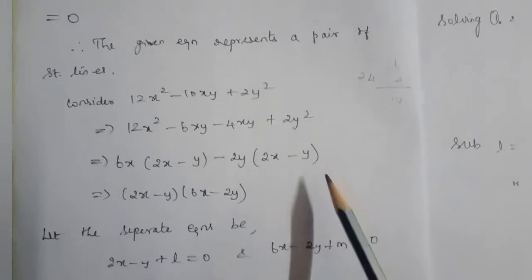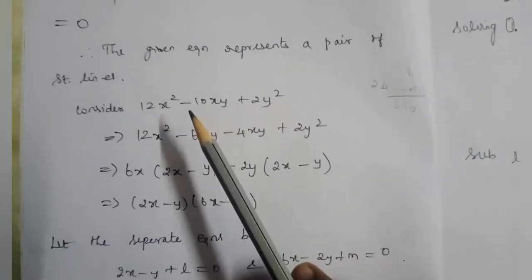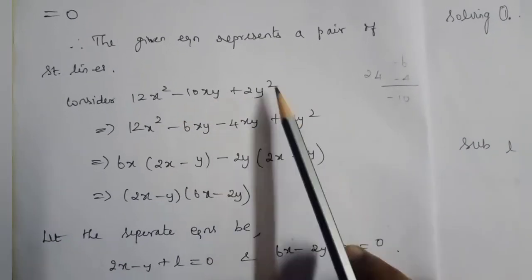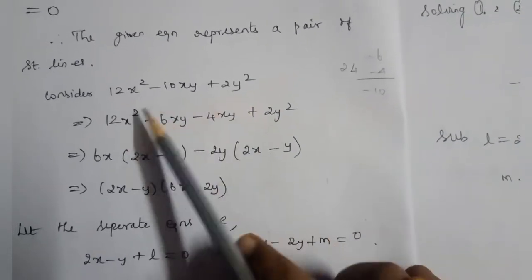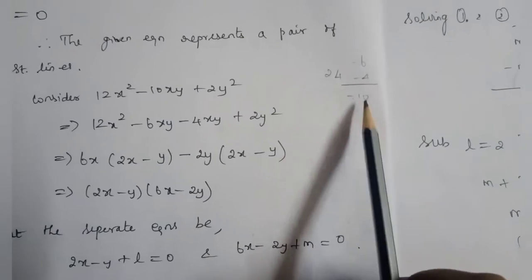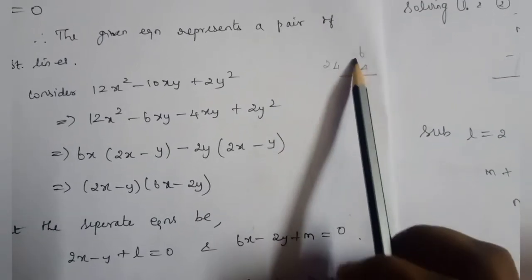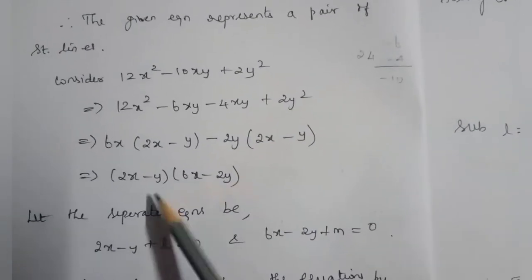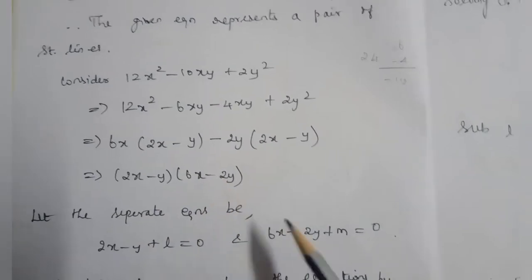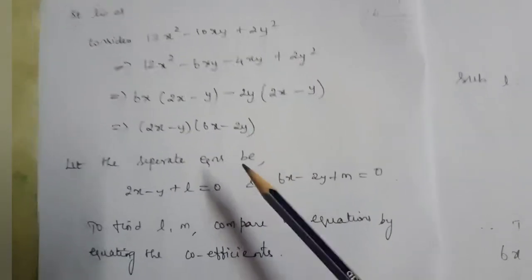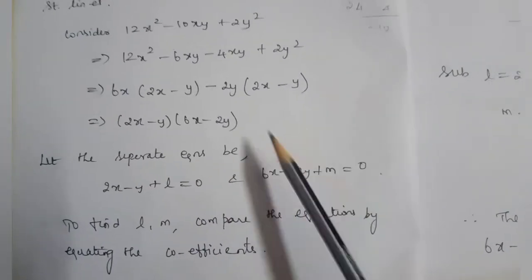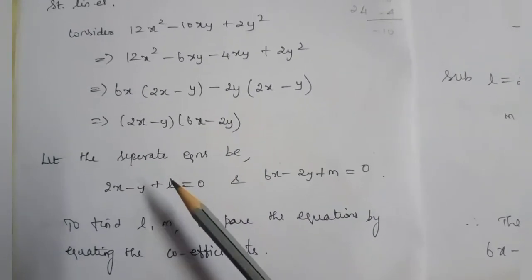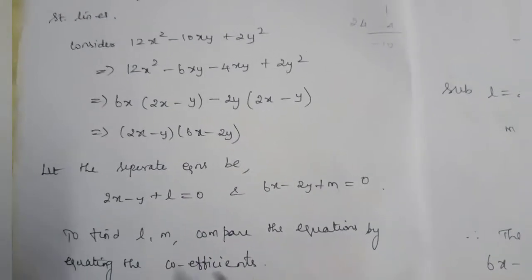Now to find the separate equations, I will consider the first 3 expressions, that is 12x square minus 10xy plus 2y square, and I will try to factorize them. 12 into 2 is 24. So the product is 24 and the sum is minus 10, which is nothing but minus 6 and minus 4. So I am getting the factors to be 2x minus y and 6x minus 2y. Now to find the separate equations, I will add L to the first expression and M to the second expression. So now to find the value of L and M, I will compare, equating the coefficients.